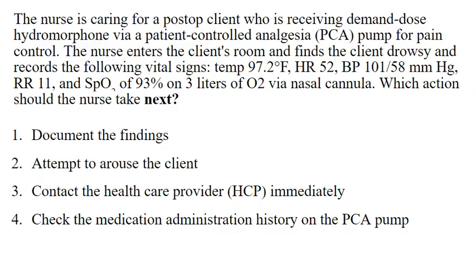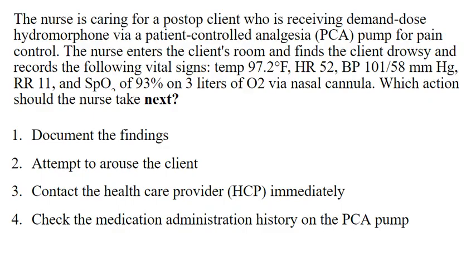Here's an example. The nurse is caring for a post-op client who is receiving demand dose hydromorphone via a PCA pump for pain control. The nurse enters the room, finds the client drowsy, and records the following vital signs. And then we have a bunch of vital signs there. Which action do you take next? I'm not going to go through each one, but you need to look at that and say, is that normal or abnormal? And what would I do based on that value?